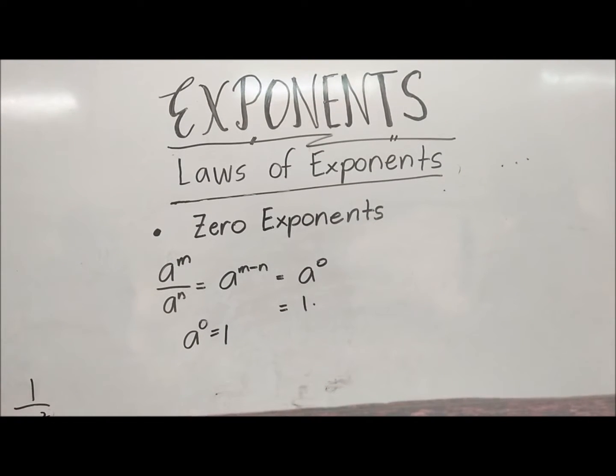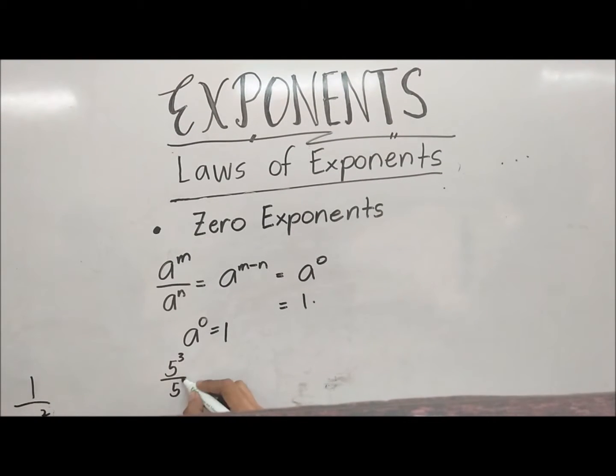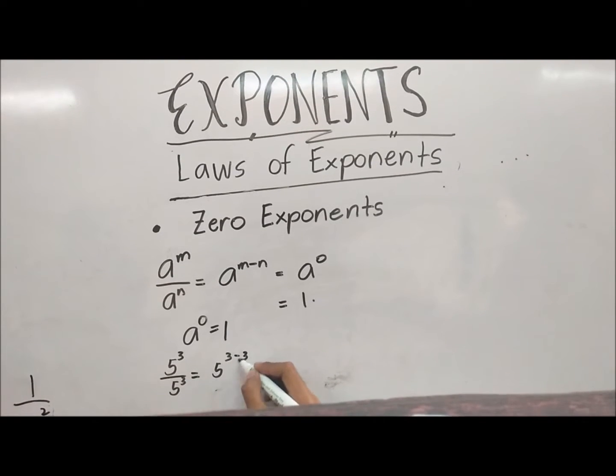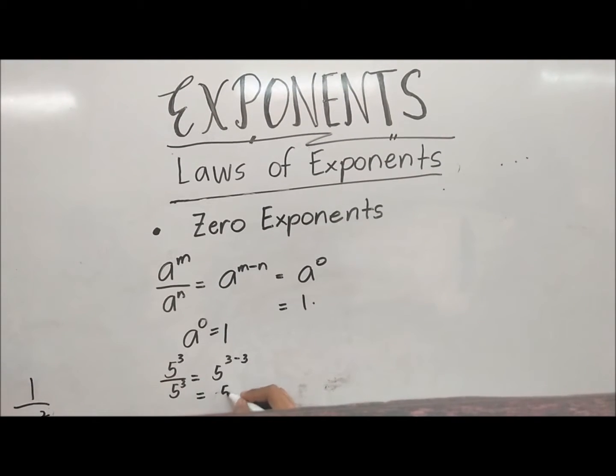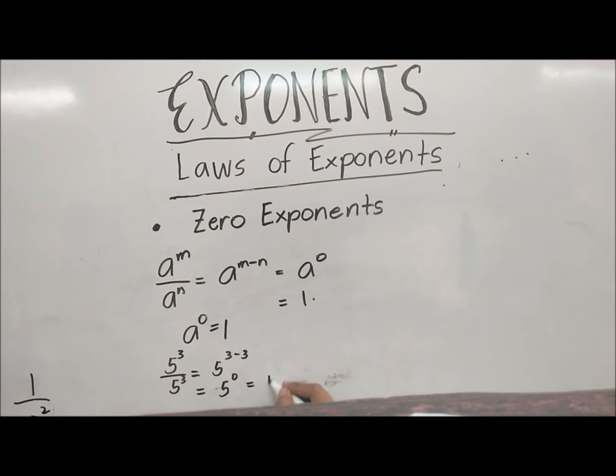For example, 5 raised to 3 over 5 raised to 3 will be equal to 5 raised to 3 minus 3, or equal to 5 raised to 0, which is equal to 1.